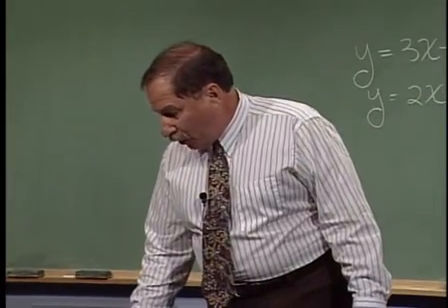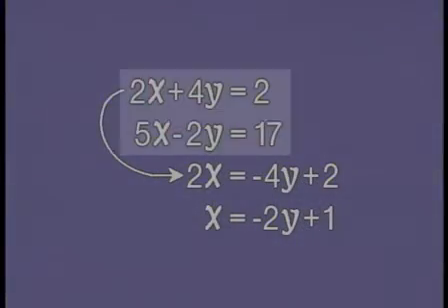In fact, let's go ahead and look at the next visual. The next visual gives us this problem. 2x plus 4y equals 2, and 5x minus 2y equals 17. Now, what's different about this problem? What's different is we don't have one of the two equations written as y equals a function of x or x equals a function of y.